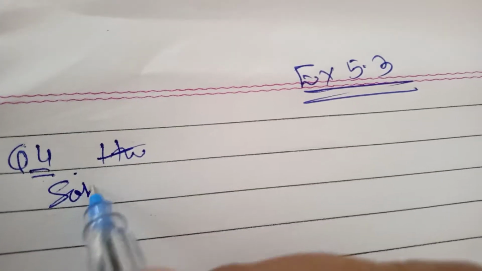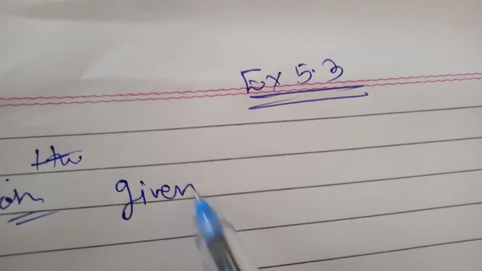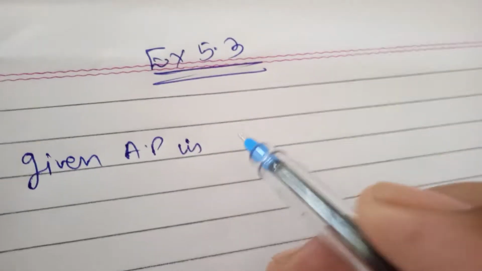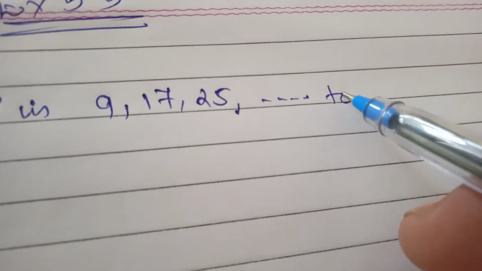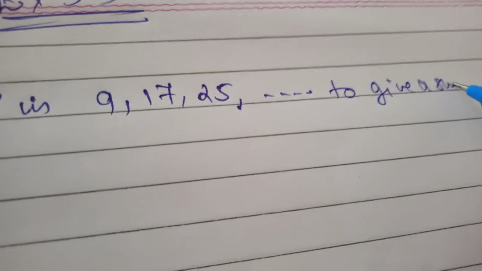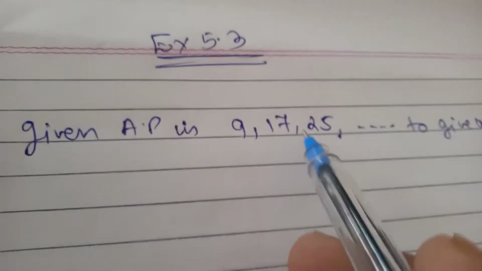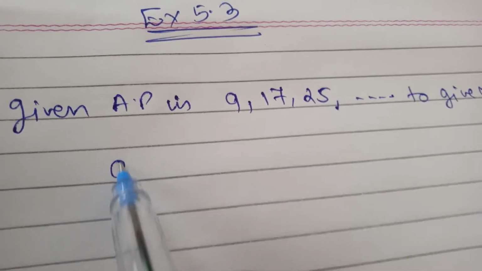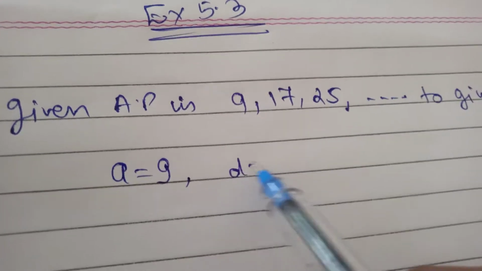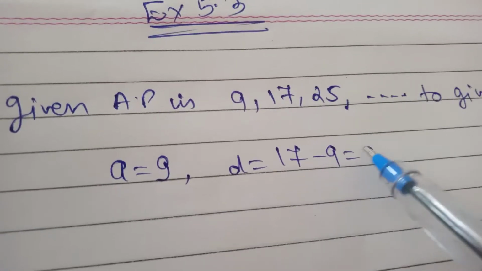Solution, I am directly writing the solution now. Given AP is 9, 17, 25, and you have to add to give a sum of 636. So what we can take from the given data, we have a is equal to 9, d is the consecutive difference, 17 minus 9, d is equal to 8.